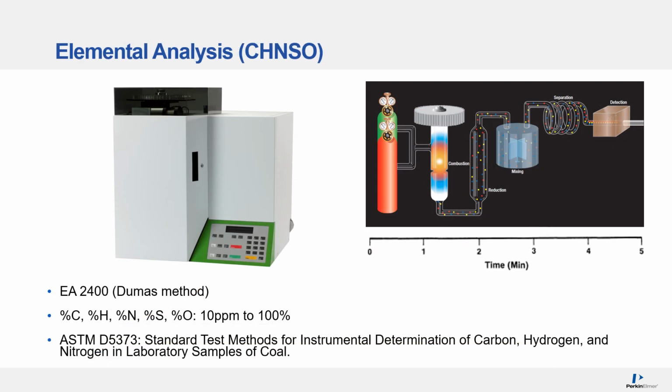And then finally, the last technique we want to talk about is our EA2400 elemental analyzer. It uses the Dumas method to measure 5 elements: carbon, hydrogen, nitrogen, sulfur, and oxygen. Samples are combusted in an oven at 1000 degrees C, where the elements are converted to simple gases like CO2, water, nitrogen gas, SO2, and CO. And then they're separated by a GC column and measured by a thermal conductivity detector for the calculation of percent of each element. ASTM D5357 is a standard method for using such a technique for coal analysis.